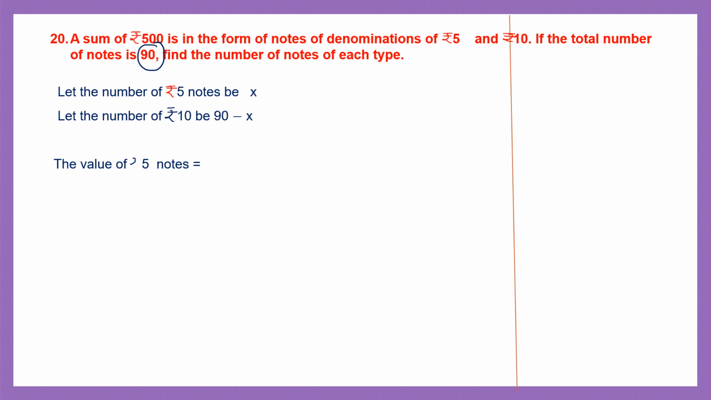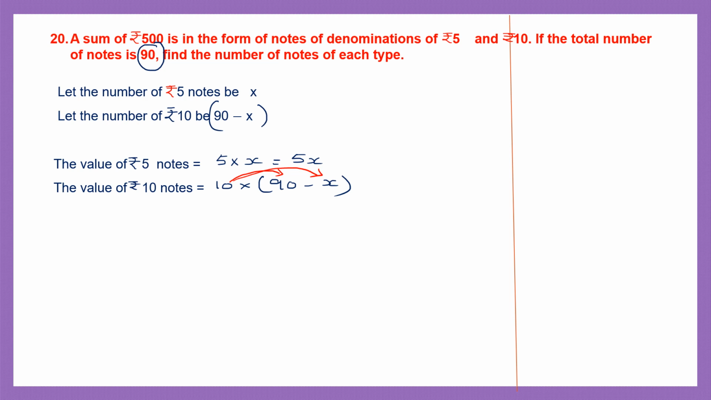Now the value of these 5 rupee notes will be, each note is 5 rupees and there are x number of notes, so 5 into x, which is 5x. Similarly, the value of 10 rupee notes will be 10 rupees into 90 minus x. So now let's open the brackets here. We will have to multiply 10 into 90 and then 10 into minus x. So 10 into 90 is 900. 10 into minus x is minus 10x.